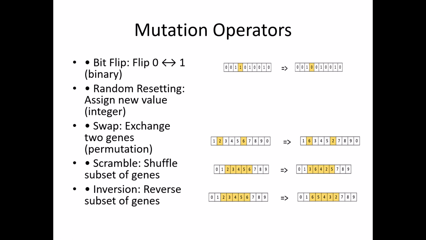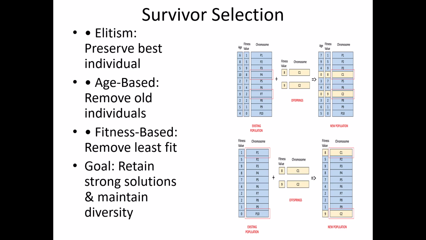Then finally, mutation operators. Mutation operators are bit flip, 0 to 1, random resetting, assigning a new integer value, and swap. Swap is nothing but exchange of two genes. And scramble. Scramble is nothing but shuffling a subset of genes. And inversion. Inversion is nothing but reversing a subset of genes.